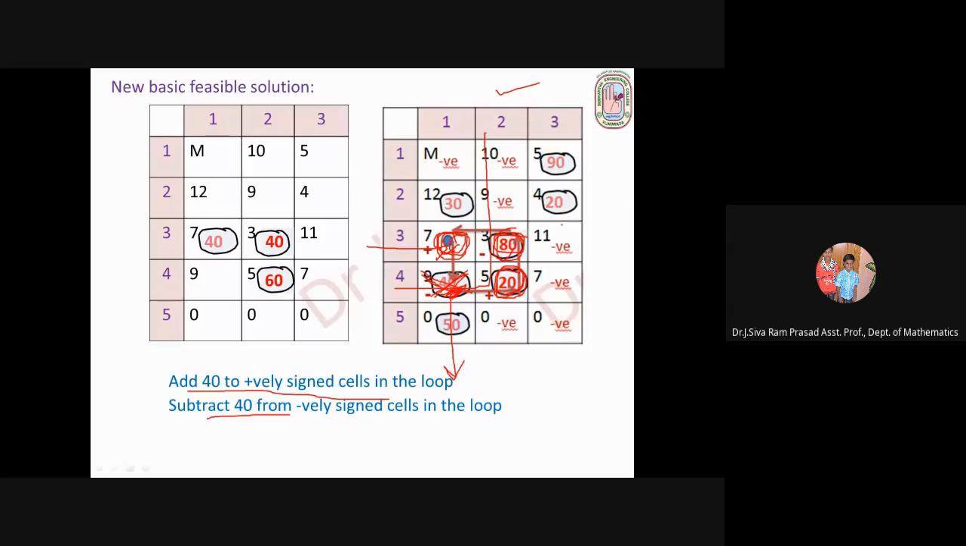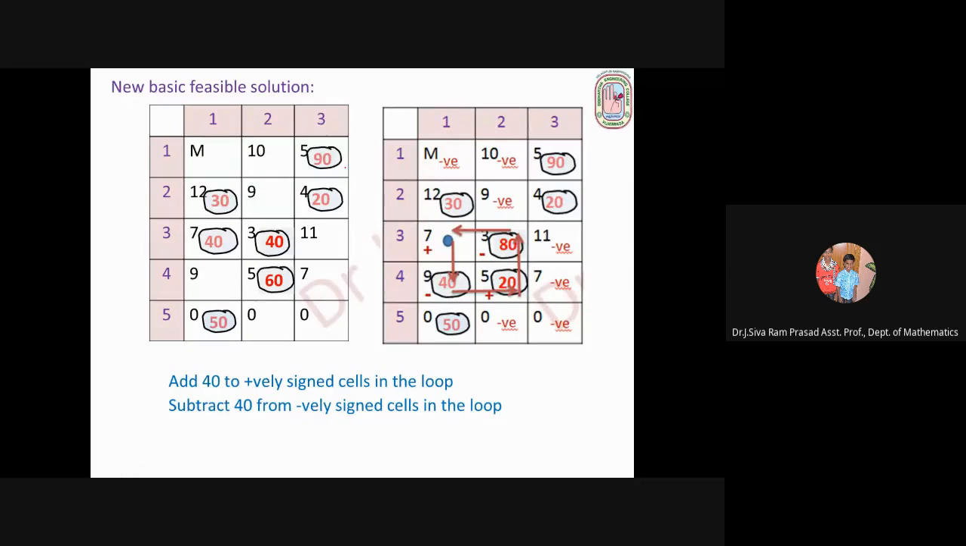And the other cells remain the same. So what are the other cells? The 1,3 cell remains the same, that is 90. Next, the 2,1 cell remains the same, 30. Next, the 2,3 cell remains the same, 20. Next, the 5,1 cell remains the same, 50. This is the new basic feasible solution.